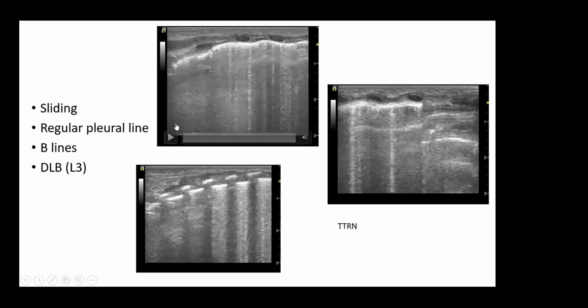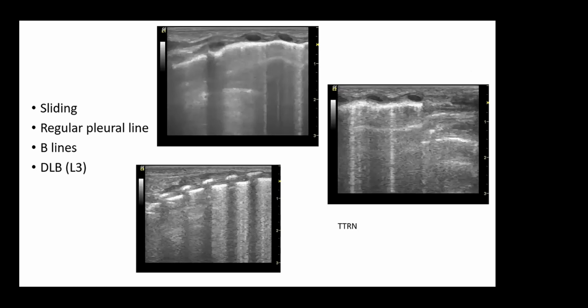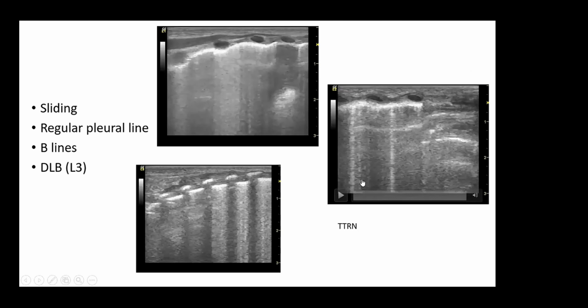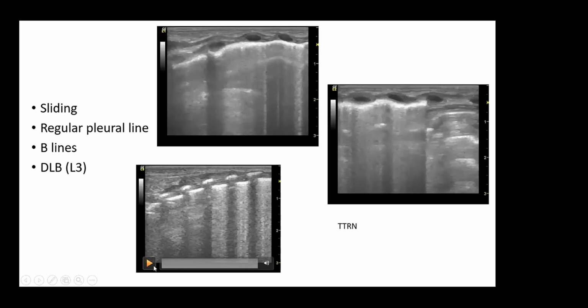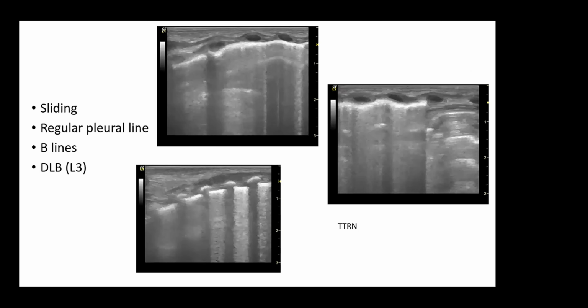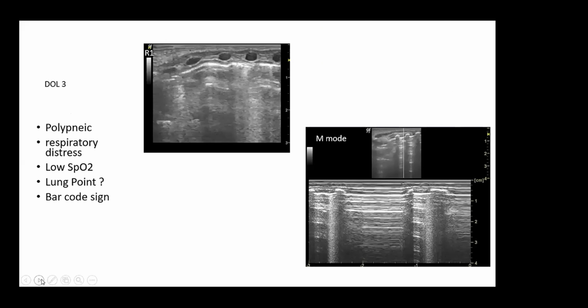And this is the left side. A bit worse with more B lines than the right one. And L2 and L3. And I think you can see the double lung point again here. So I guess for the clinical and the ultrasound, it was a transient tachypnea of the newborn. But the day after this, at 6 a.m., the baby gets worse with polypnea, respiratory distress, not saturating well.